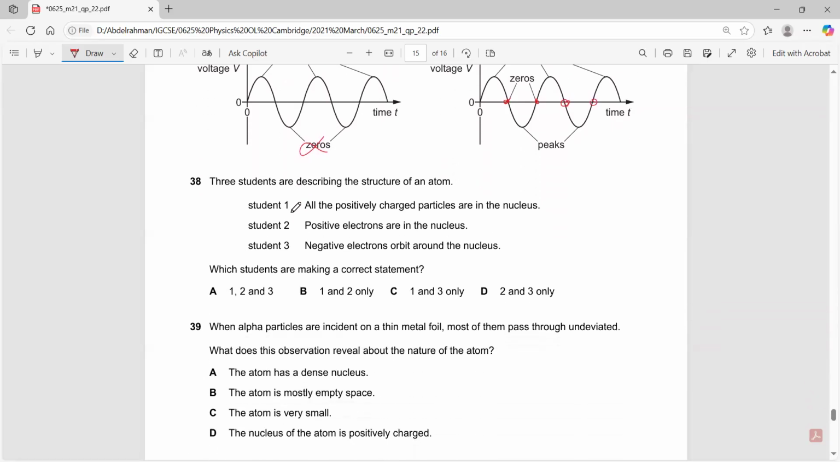Three students are describing the structure of an atom. Okay, what is the structure of an atom? All the positively charged are in the nucleus. Yes. Positive electrons are electrons. No, negative electrons orbit. Yes, so 1 and 3 only.